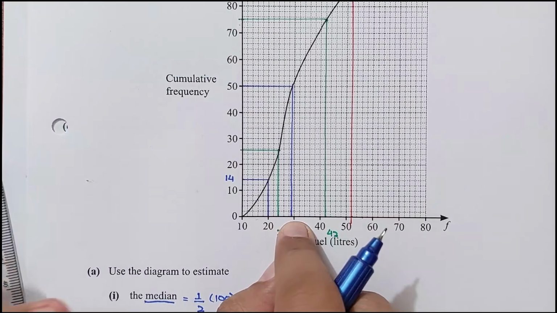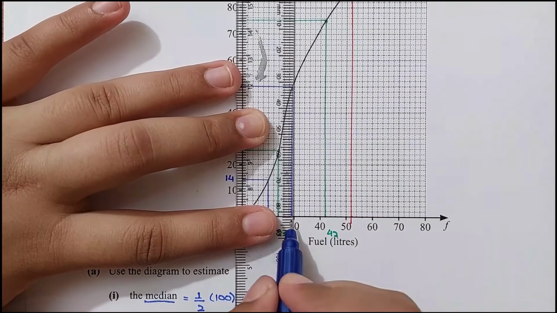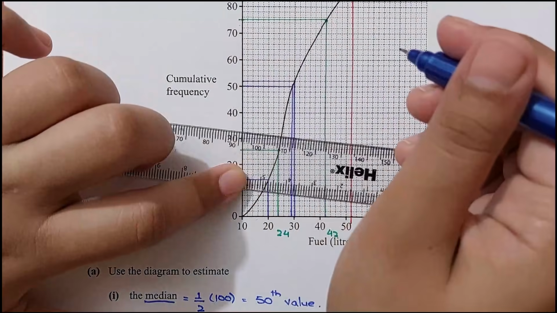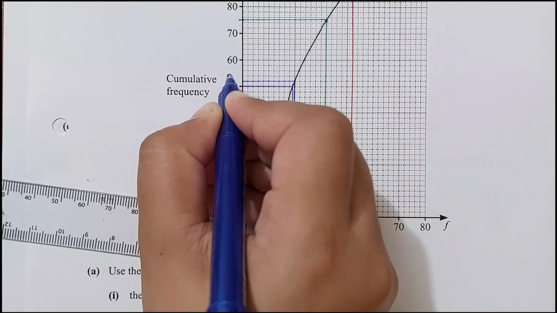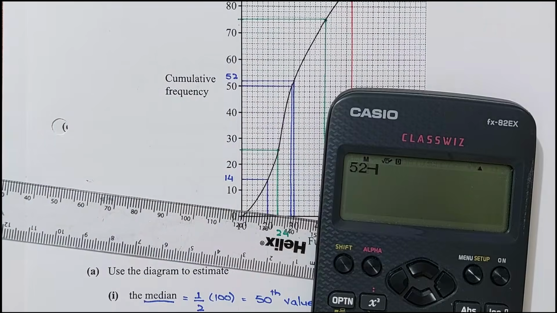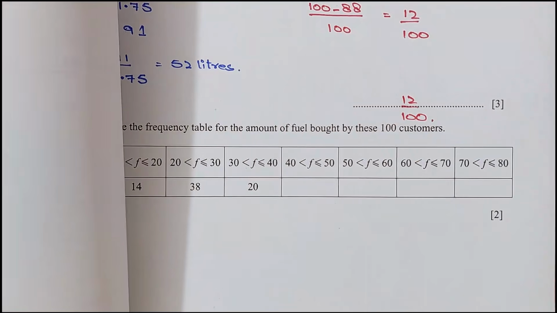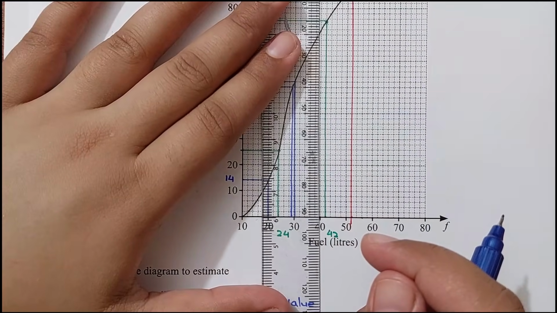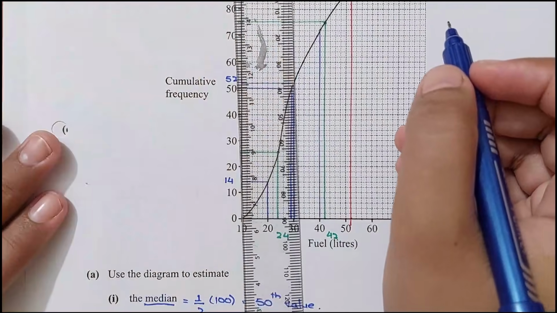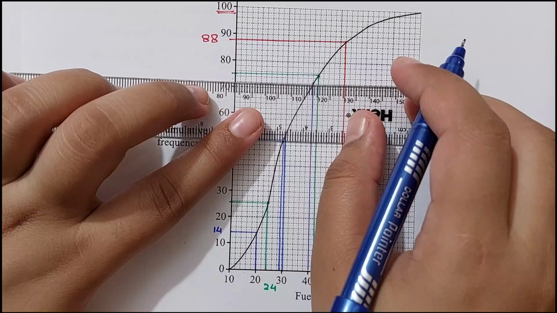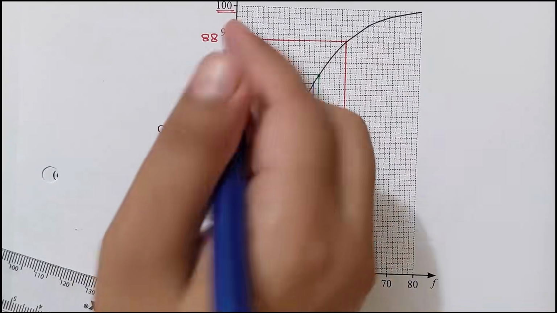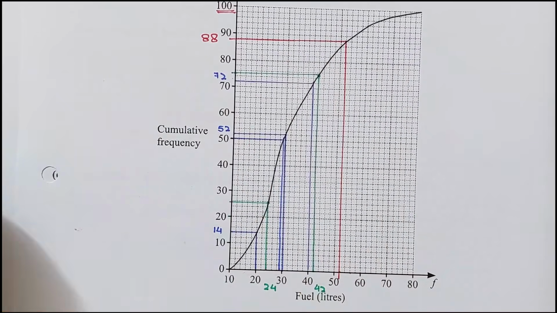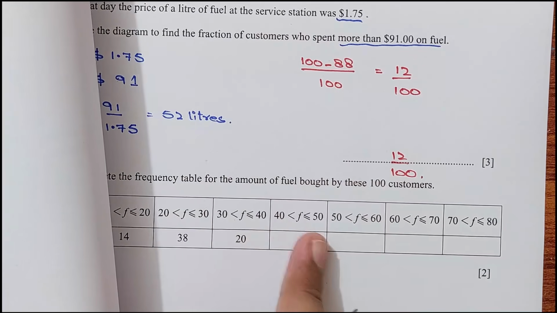20 and 30. Let me check at 30. At 30 it is 52. Yes, it's 52. So the difference between 52 and 14 is 38. This is already given, 38. Now 30 and 40. At 40, 72, I guess. Yes, 72. So 52 and 72, 72 minus 52 is 20. It's 20, yes. The next is 40 and 50.